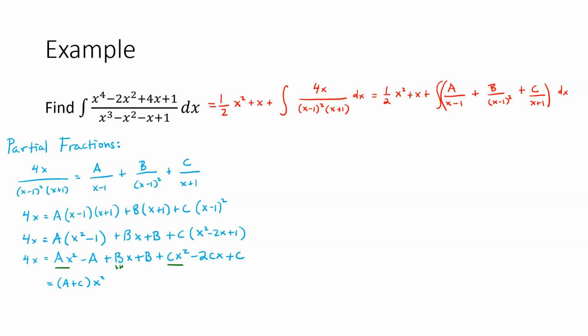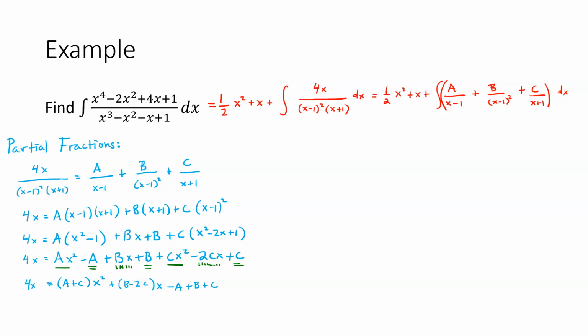Next I'll combine the x terms. So here we've got bx and minus 2cx. I'll combine those together, so b minus 2c, times x. And then finally we've got the constant terms. So here we've got minus a plus b plus c. Okay.